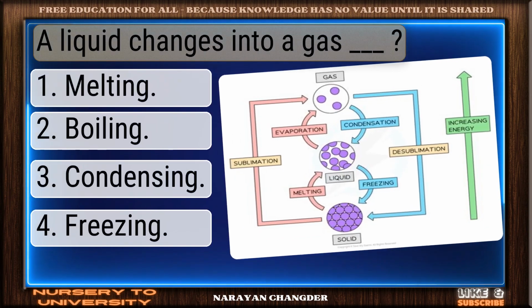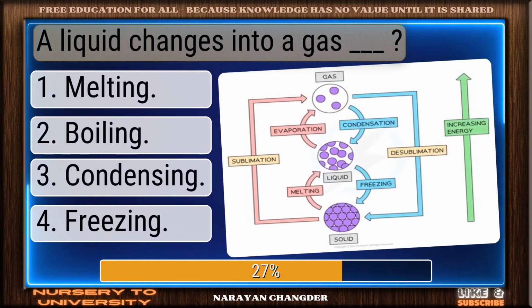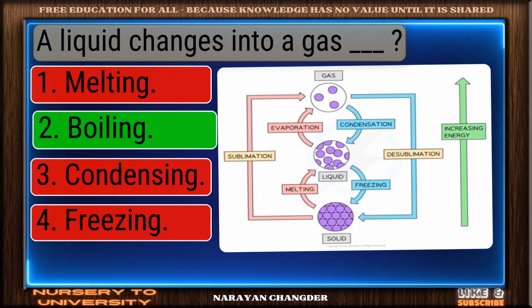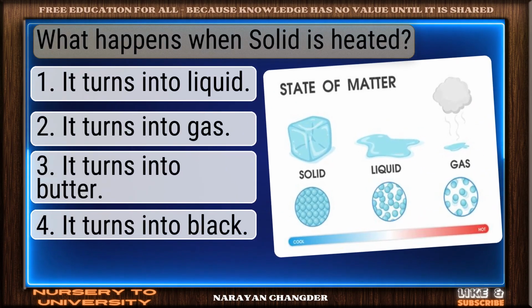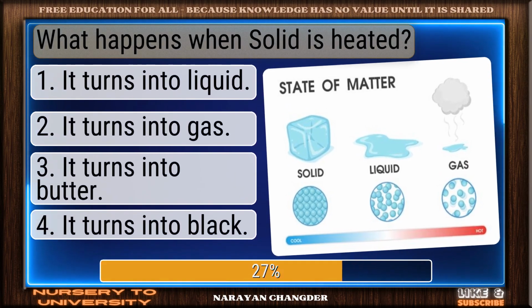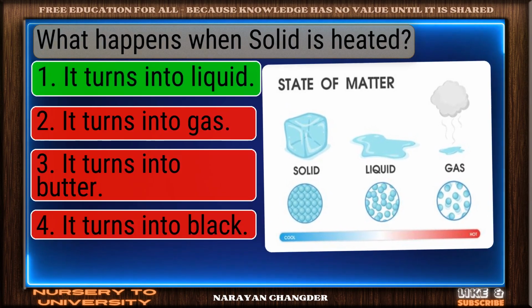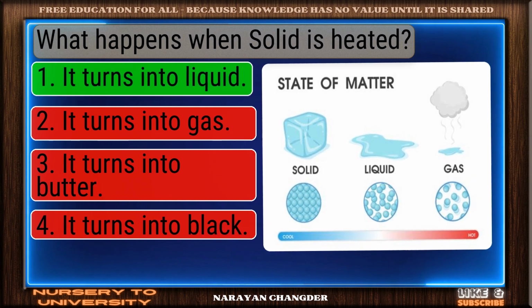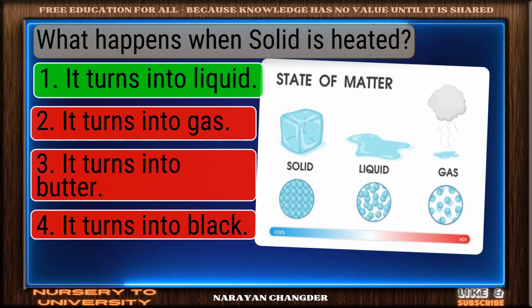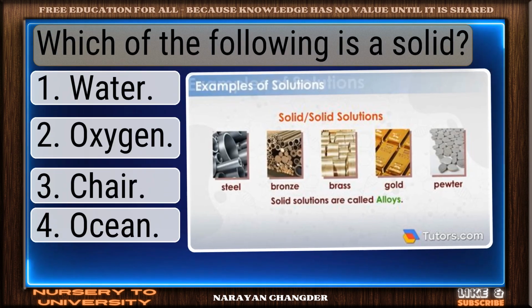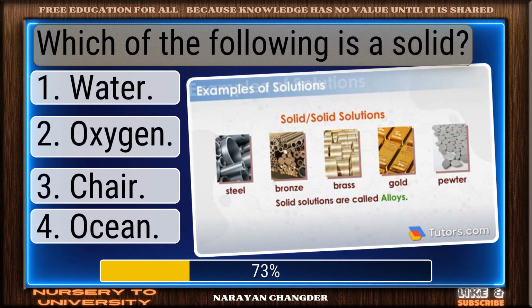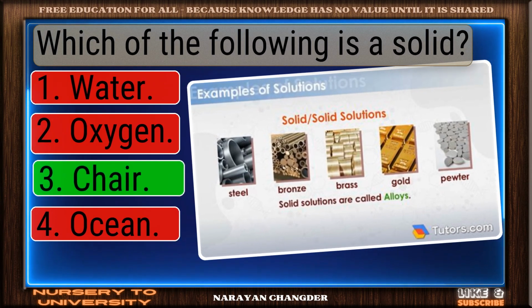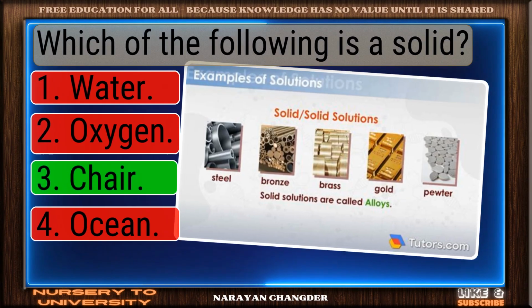A liquid changes into a gas dash. Smart move. Boiling is an accurate answer. What happens when solid is heated? Good job. Your answer, it turns into liquid, works well here. Which of the following is a solid? Correct. Chair is the right answer.